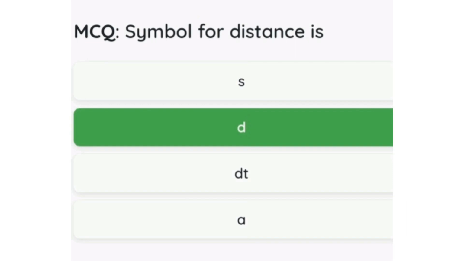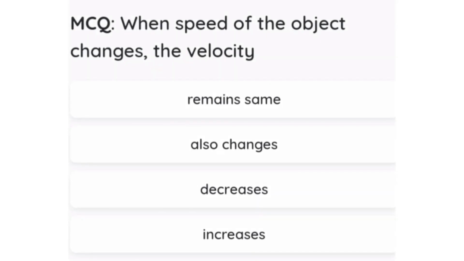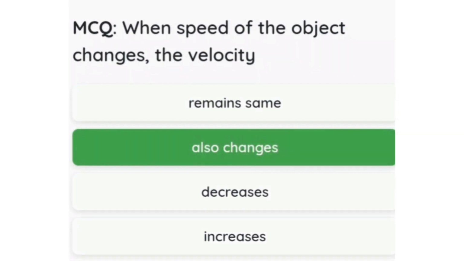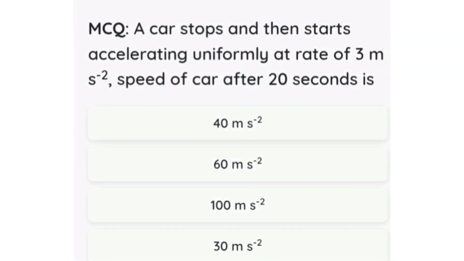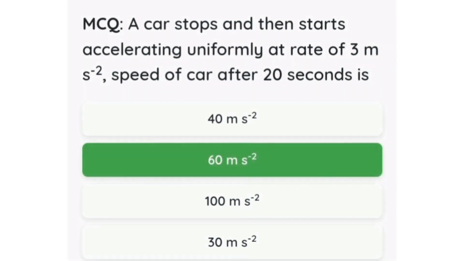So the next MCQ is about when the speed of an object changes, the velocity. As you know, whenever speed changes, velocity will also change, because velocity is the rate of change of speed. So next we have a car that stops and then starts accelerating uniformly at a rate of 3 meters per second squared. Speed of the car after 20 seconds is? Again we have to use the formula acceleration is equal to (Vf minus Vi) over t, and the right answer is 60 ms^-1.